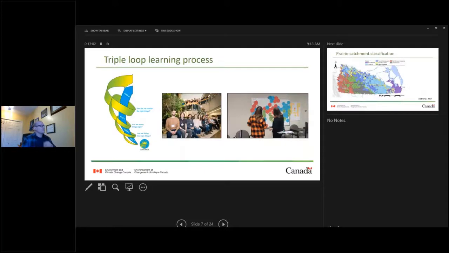And thanks to a guy named Graham Strickert, who's on the team. I think you can pick him out in that picture on the left. He suggests we look at this through a triple loop learning process, where you start at the beginning and say, are we doing all the right things? Are our land use practices and our choices the right things to achieve the societal goals we want to? So we wanted to address that.